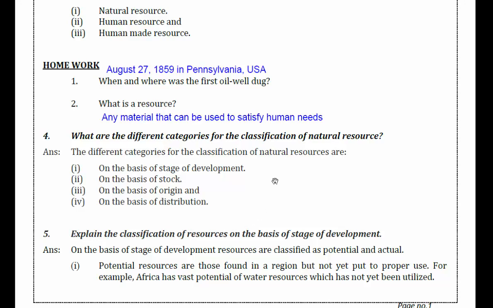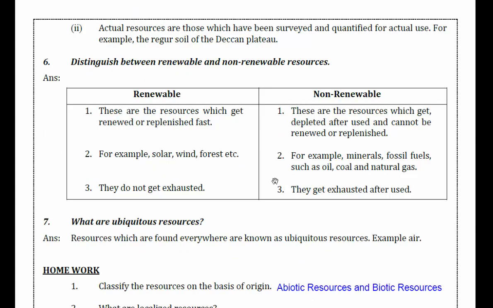Actual resources are those which have been surveyed and quantified for actual use. For example, the regur soil of the Deccan Plateau. This is the best example of actual resources.